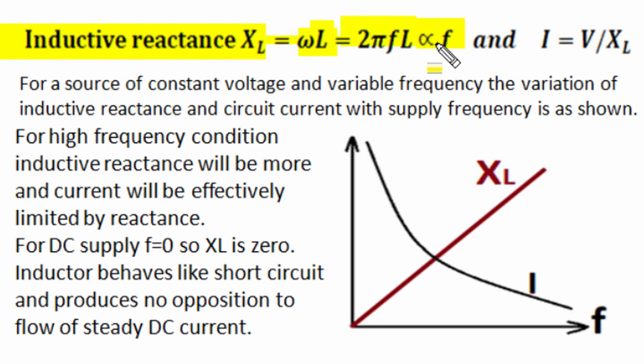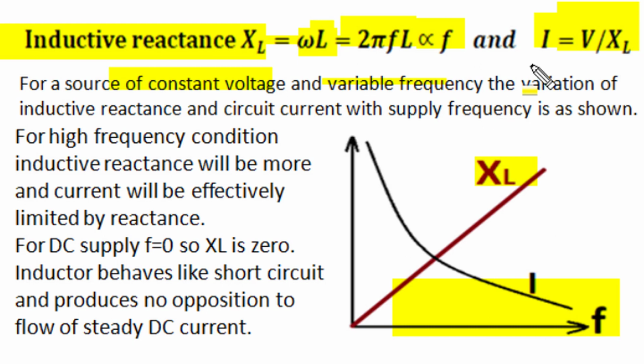directly proportional to supply frequency. With a source of constant voltage and variable frequency, if we increase the frequency of the source, the inductive reactance, directly proportional to frequency, increases linearly, and the current through the coil, voltage divided by inductive reactance, decreases with increase of frequency. When inductive reactance increases, current, inversely proportional to frequency, decreases in a hyperbolic manner, and for a very high frequency condition, inductive reactance becomes very high and current gets limited by such an inductor placed in a high frequency alternating current supply.